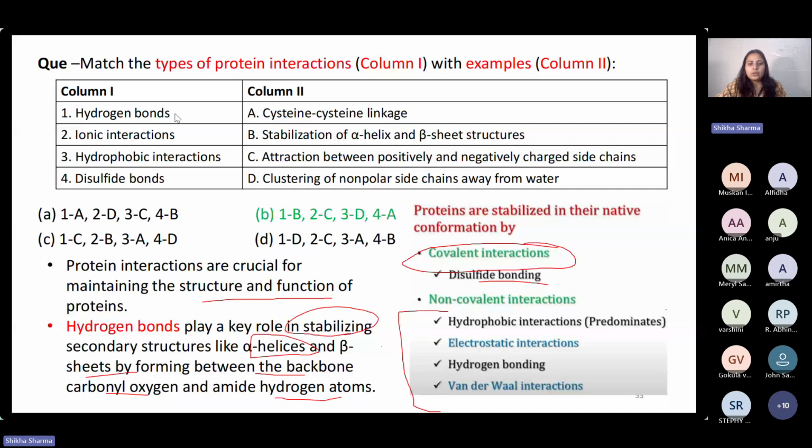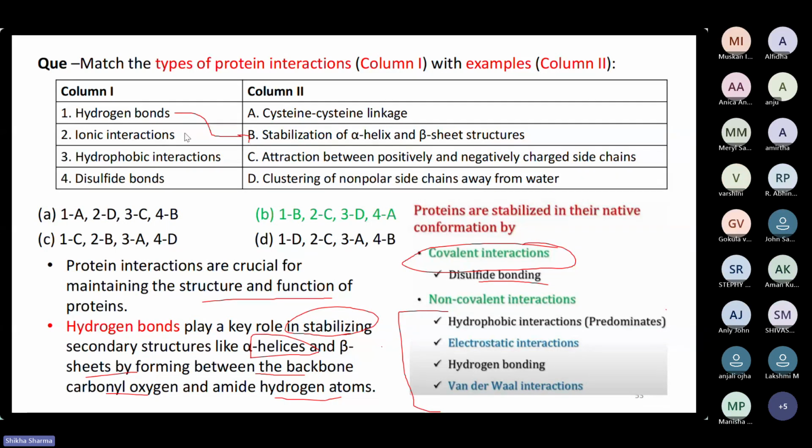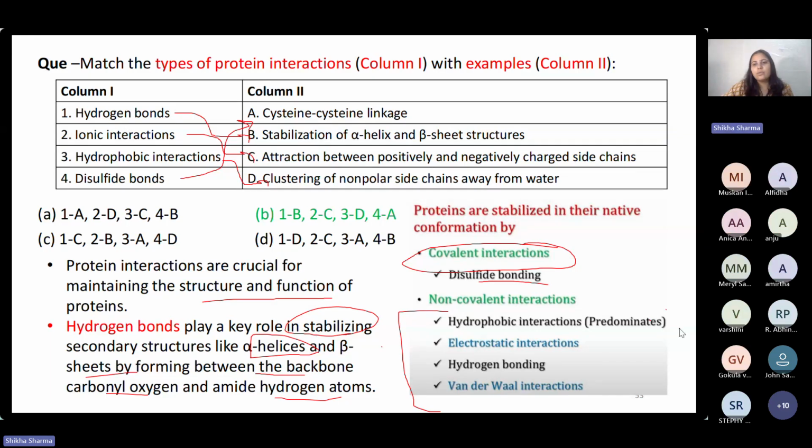So hydrogen bonding is related to stabilization of alpha helix and beta sheet structures. Ionic interaction is for the attraction between positively and negatively charged side chains. Disulfide bond is for the cysteine-cysteine linkages, and hydrophobic interactions are for the clustering of the non-polar side chains which are away from water.